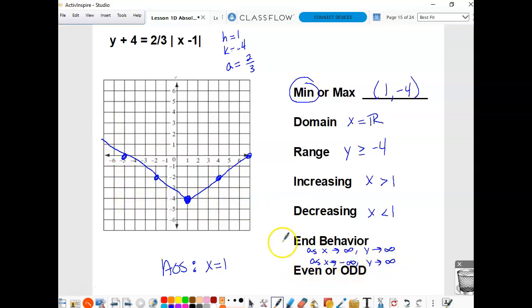Is it even or odd? Again, the first check I do is, does it go through the point 0, 0? And it doesn't. So my answer is neither. Okay. All right, I'm going to the next graph here.